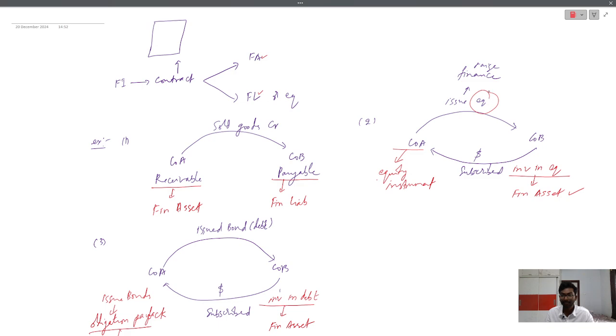Here the same equity has resulted in a financial asset for company B and an equity instrument for company A. Here the same bond has resulted in a financial asset for company B and a financial liability for company A. See here the credit sale contract, the equity contract, the bond contract. These are all contracts. So a financial instrument is a contract which has resulted in a financial asset in one company and, at the same time, a financial liability or equity instrument in another entity.